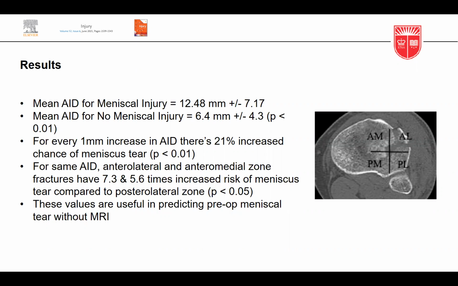The study determined these values are useful in predicting pre-op meniscal tear without the use of MRI. They also concluded that one must pay close attention to the area of the greatest depression, since peripheral depression has an increased risk of meniscal tear compared to central depression.